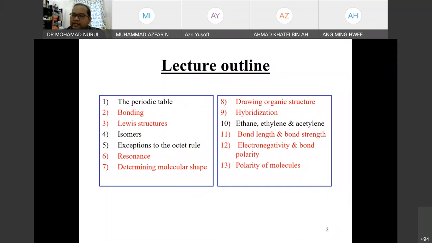9, hybridization. 10, ethylene and acetylene. 11, bond length and bond strength. 12, electronegativity and bond polarities. If an atom is more electronegative, it will change the electronegativity and also the polarities. And 13, polarity of molecules.